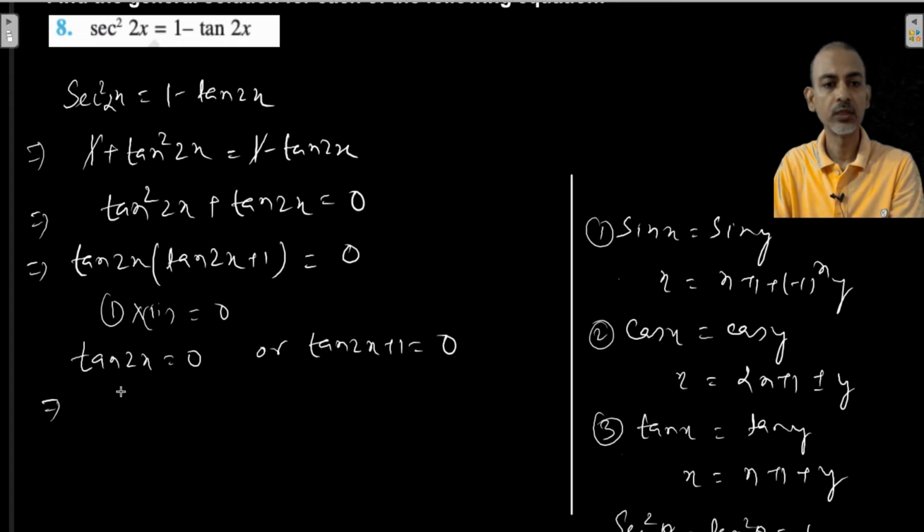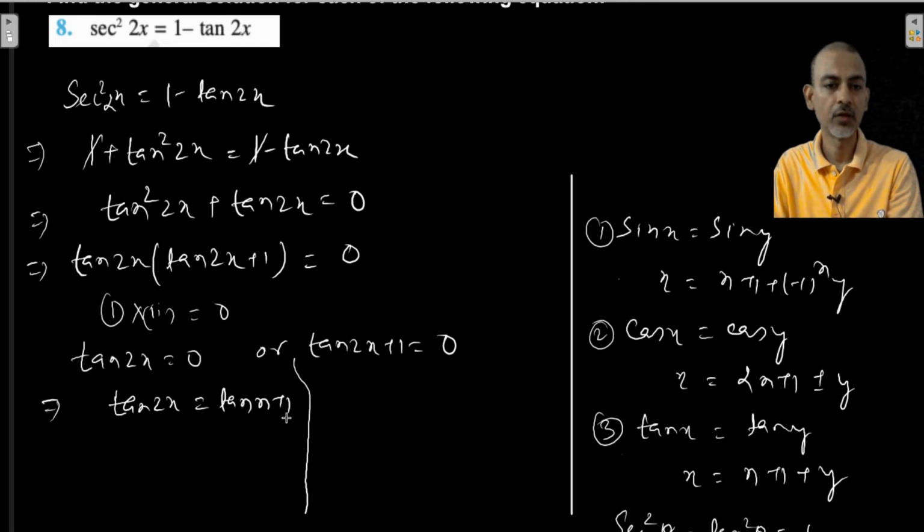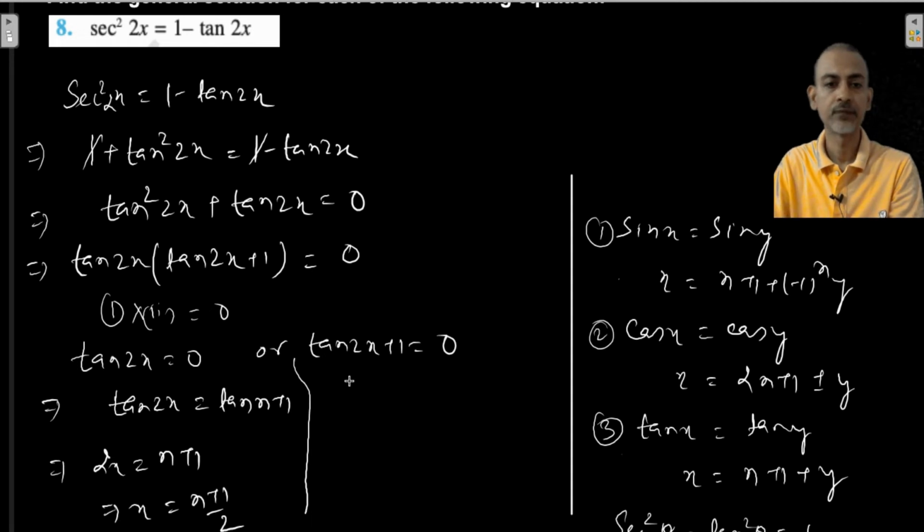So when tan 2x is 0, we can write tan 2x equals tan of n pi. Just like sin theta, we know that whenever it's a multiple of pi, tan theta's value is 0. This implies 2x is equal to n pi. This implies x equals n pi by 2 in the first case. Look at the second one, wherein my tan 2x is equal to minus 1.